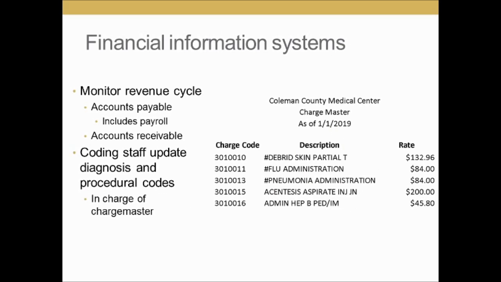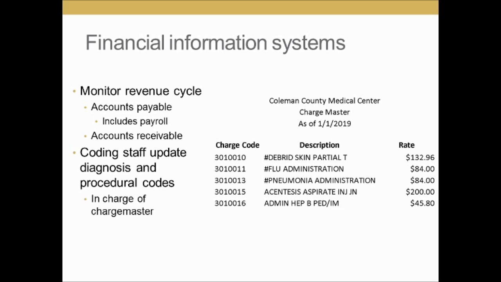The financial information system is really important because it monitors the revenue cycle, and that's going to include accounts payable and accounts receivable. Accounts payable are any of the bills that your office is subject to paying. This will include payroll, any rent or utility, any expenses that the practice has to make. Accounts receivable is the money that's coming into the practice, so it's any of the bills that are being paid by patients or by their insurance companies. So the revenue cycle is going to be the balance between accounts payable and accounts receivable.